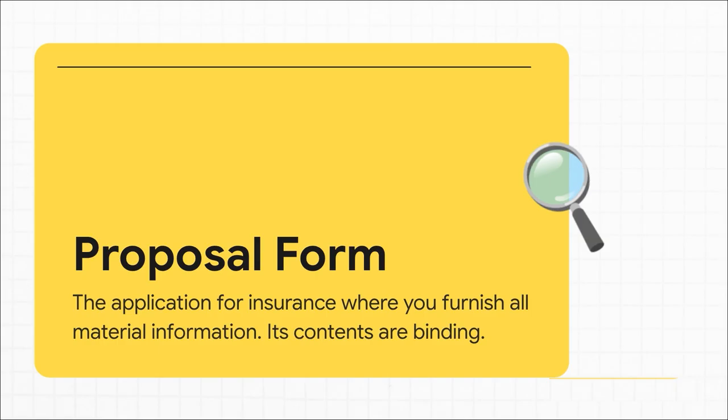Next, we have the proposal form. Now this is the big one. It's your official application, and it is the absolute bedrock of the entire contract. Every little detail you put on this form is considered material information. That's a fancy way of saying it's a fact the insurer uses to decide if they'll cover you and for how much. So being totally accurate here is, well, it's everything, because it's all legally binding.